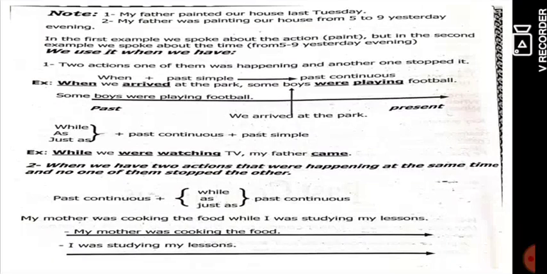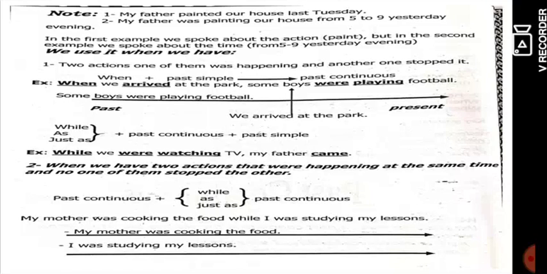Next, notes. My father painted our house last Tuesday. Another example: my father was painting our house from 5 to 9 yesterday evening. Here we have two examples. In the first example, we put past simple tense, verb plus ed, and in the second example, we put was plus verb ing. Because in the first example we talk about the action, paint, but in the second we talk about the time. The time was more important, so we put past continuous.